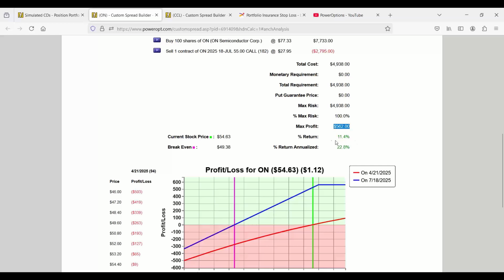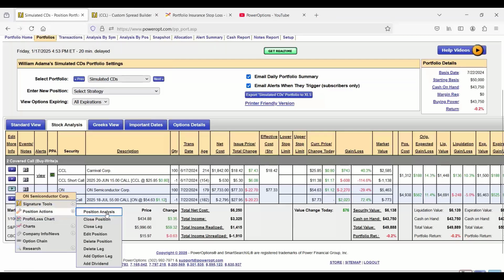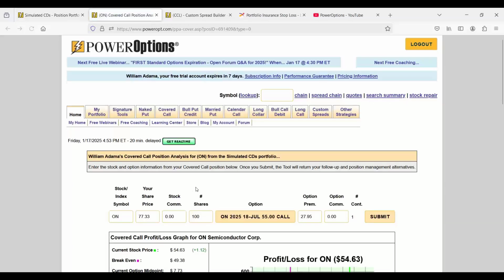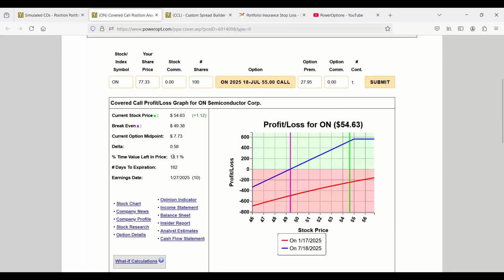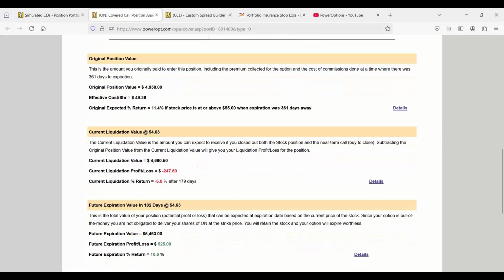Okay, so should we roll or adjust this position? Yeah, you've probably been panicking before, if it's been down, I think, as low as 51 or maybe even 49 over the course of the year. But let's go ahead and take a look again. Position actions, tracking the position in the portfolio, position analysis. Time value is still 14%, but we're talking about smaller percentages. And we're down at a liquidation loss of 5% right now.